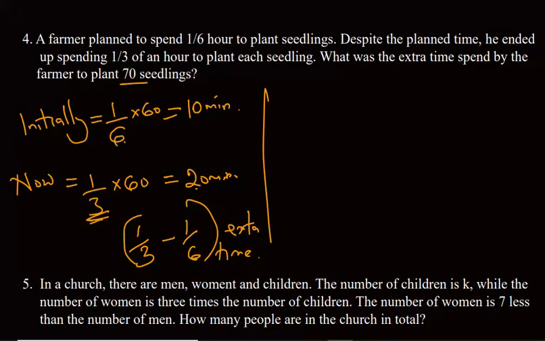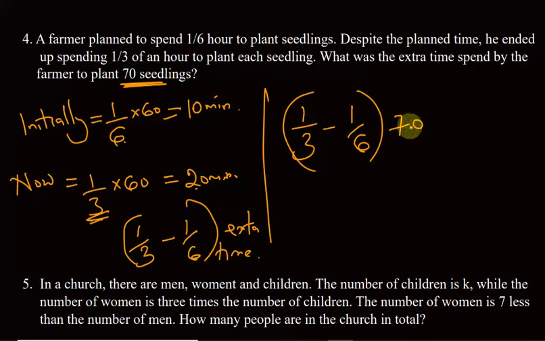But the question is asking for 70 seedlings. What is the extra time for 70 seedlings? We'll just take a third minus a sixth. Then we will multiply by 70. Our (1/3 - 1/6) times 70. That is our answer.